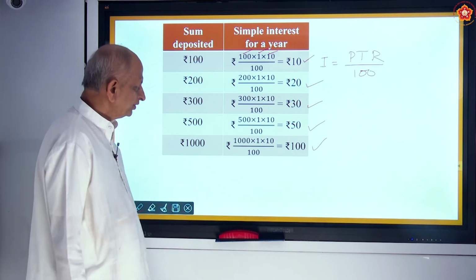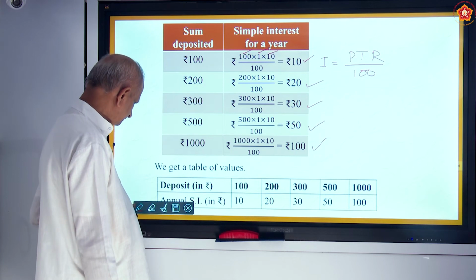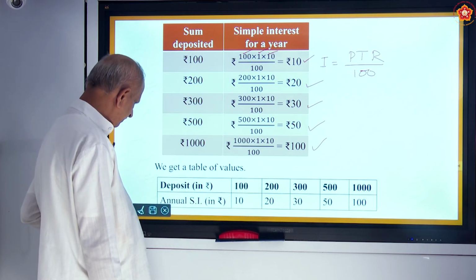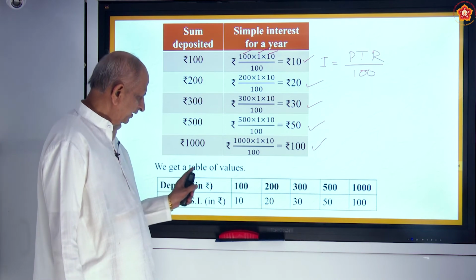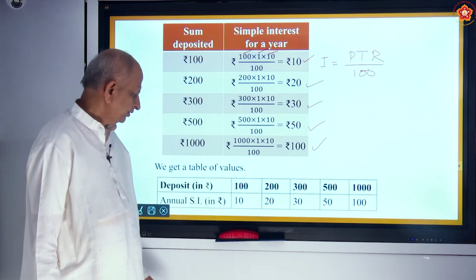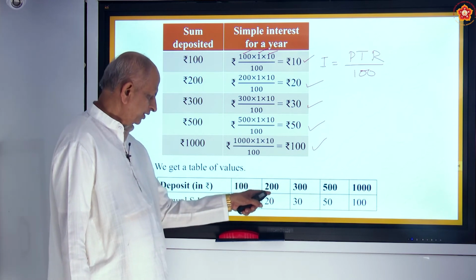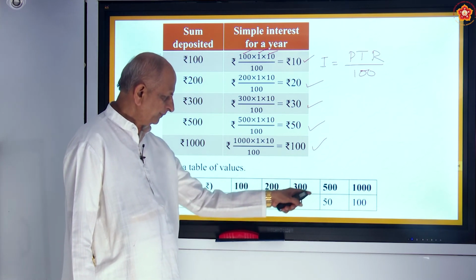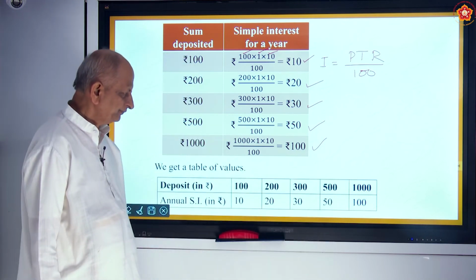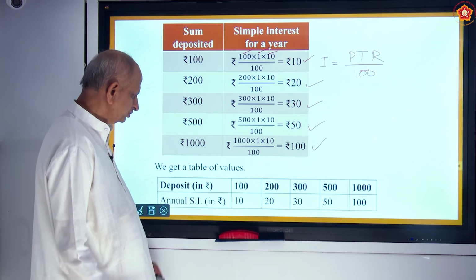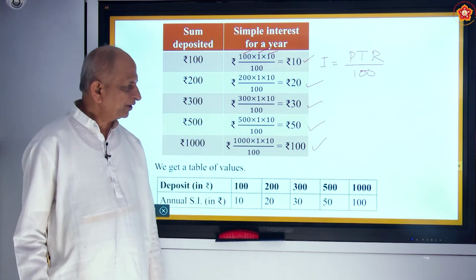So this is to be put in a table form. Deposit and interest, we get a table of values. 100 rupees, 10 interest; 200, 20 rupees; 300, 30 rupees; 500, 50 rupees; 1000, 100 rupees. So this is the table. Now, using this data, we have to show it in the graph.